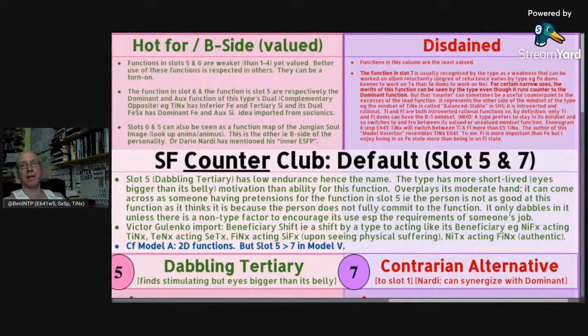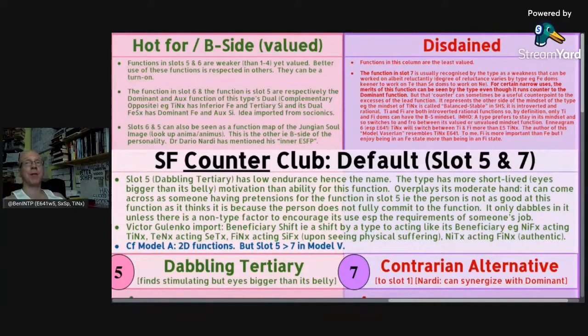FiNTx acting like SiFx upon seeing physical suffering, NiTx acting like FiNx, authentic. Yeah, because the weakest function in the NiTx is Fe. They care what other people think. They don't care what strangers think. They care what people close to them think. Anybody else? They give zero Fs.